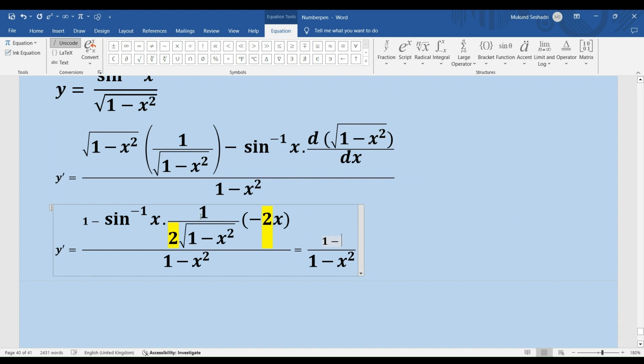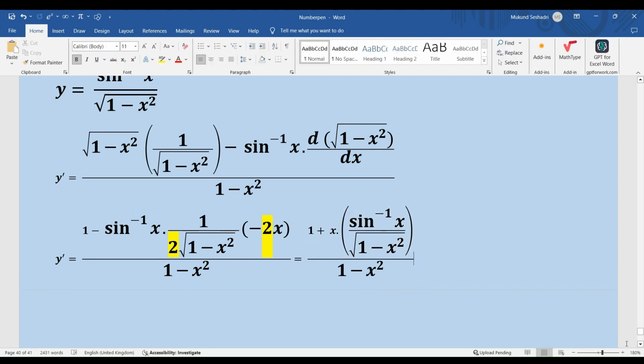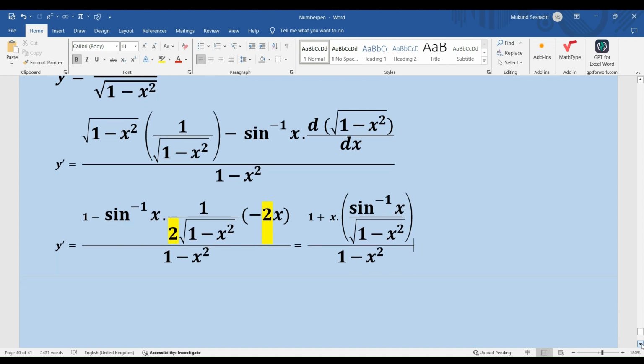1 minus x times. So this is what I get, right? My 2 and 2, which I've highlighted in yellow, gets cancelled out, and I have a 1 minus sine inverse of x into minus xy square root of 1 minus x squared. So minus into minus becomes plus, and now what I have is 1 plus x times sine inverse of x divided by root of 1 minus x square, right?